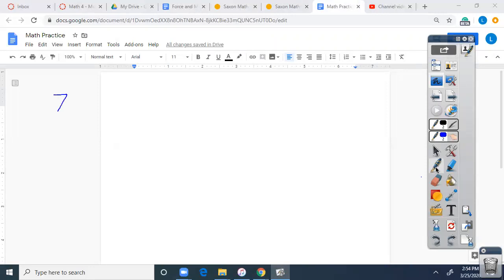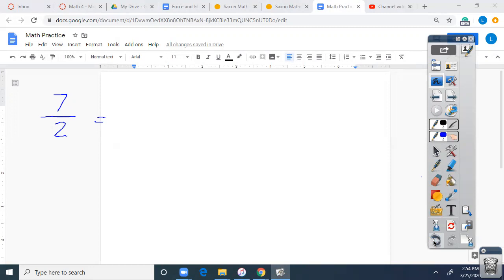The first one is 7/2. I guess I should write it like your book does, 7/2. We're going to change this into a mixed number. If you have your book, we're on page 725. It's just the lesson practice. We are converting this improper fraction into a mixed number.